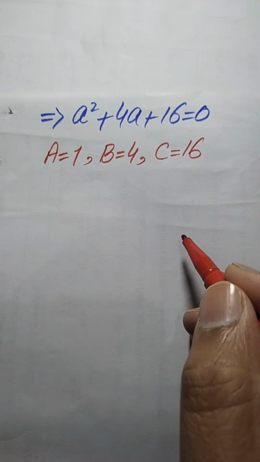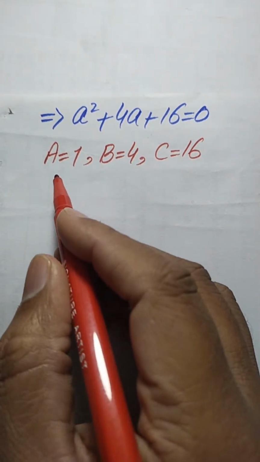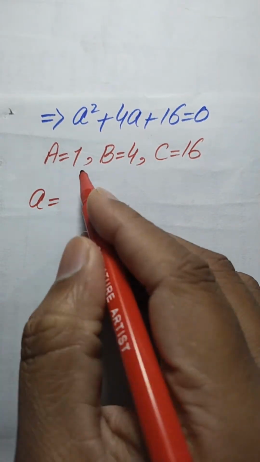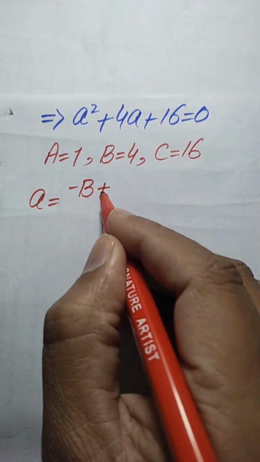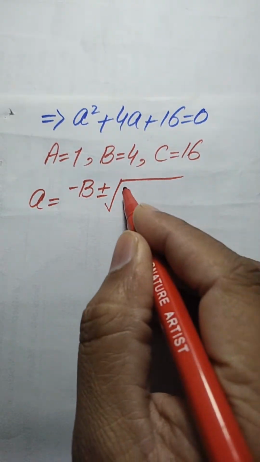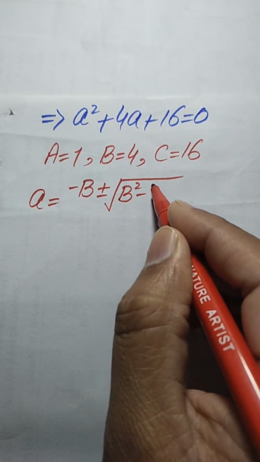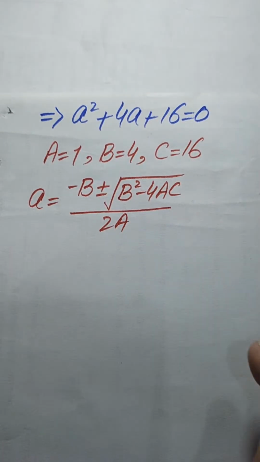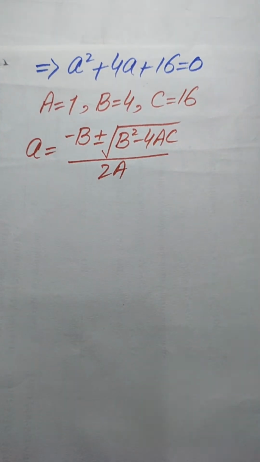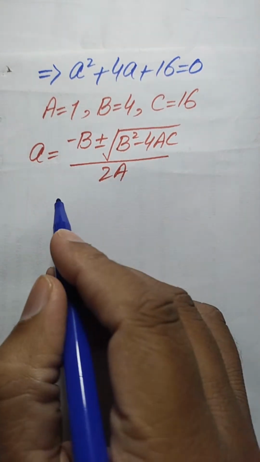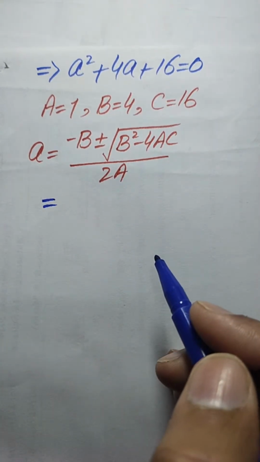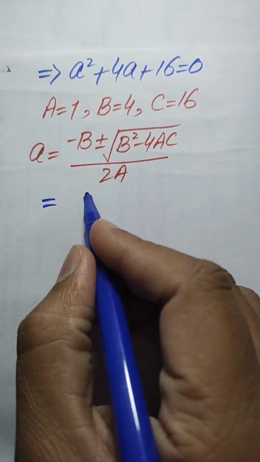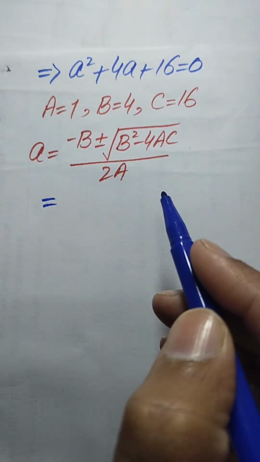And further we state the quadratic formula as a equals minus b plus minus square root of b square minus 4 times ac, divided by 2 times a. So this is our quadratic formula, and here we need to substitute the above values of a, b and c. So when we put these values here, first we need to put the value of b.